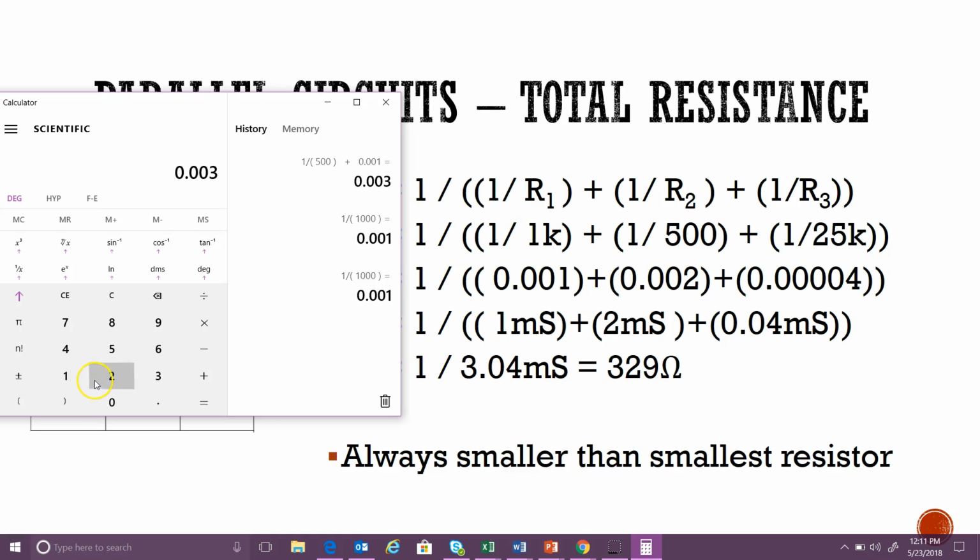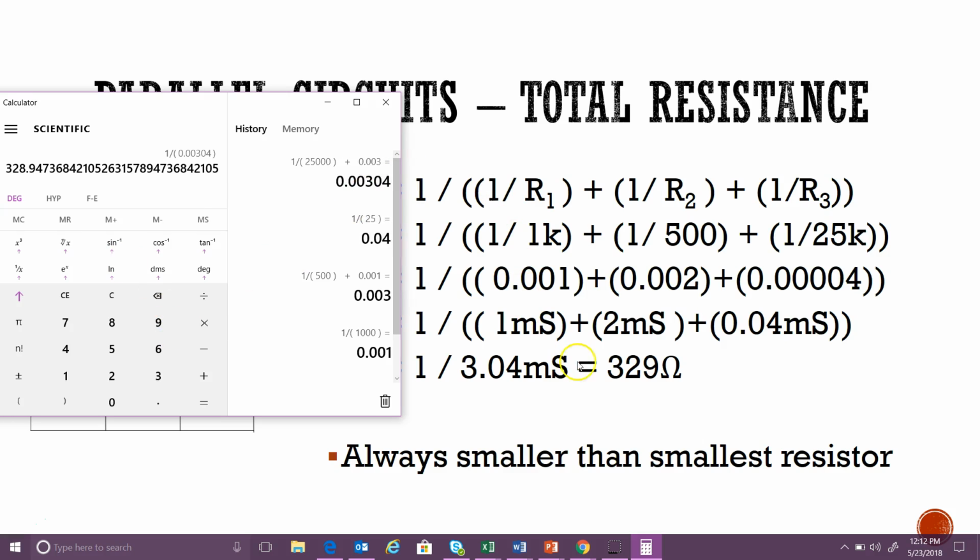Then I can take my 25K, 1 over that. Oops, I didn't do that right, did I? 25 EE3, 1 over that, plus what's in memory. Alright, so that gives me my final answer here, and then I need to invert that one more time. And that gives me my final answer, 328.947 ohms.